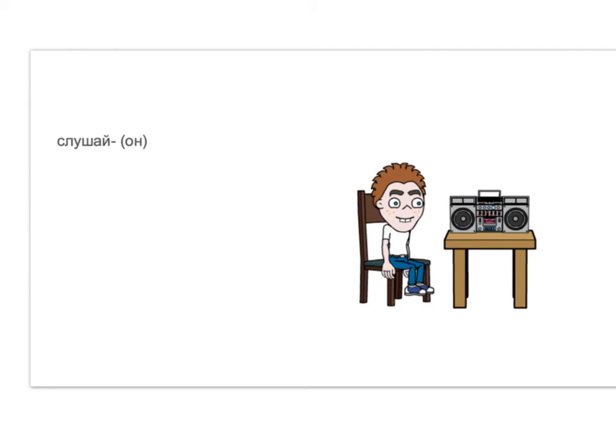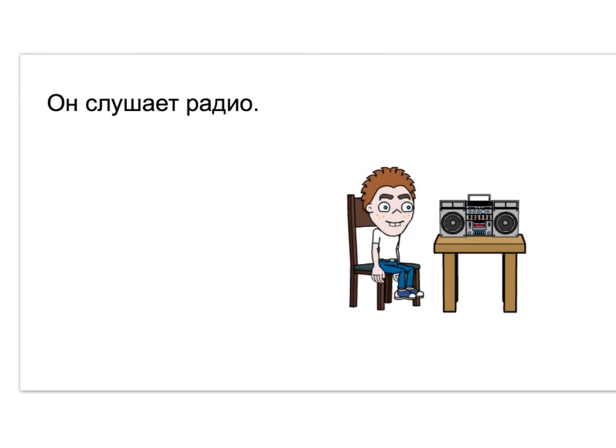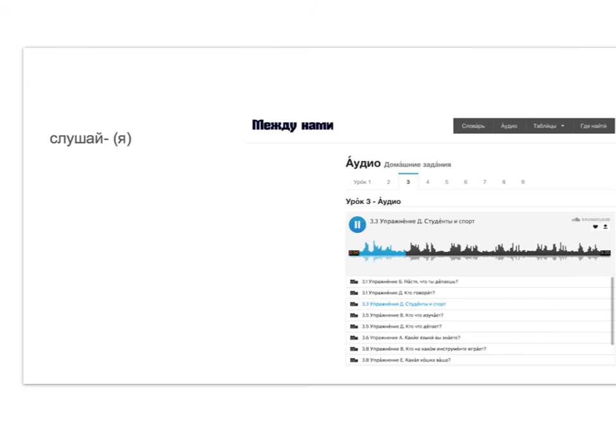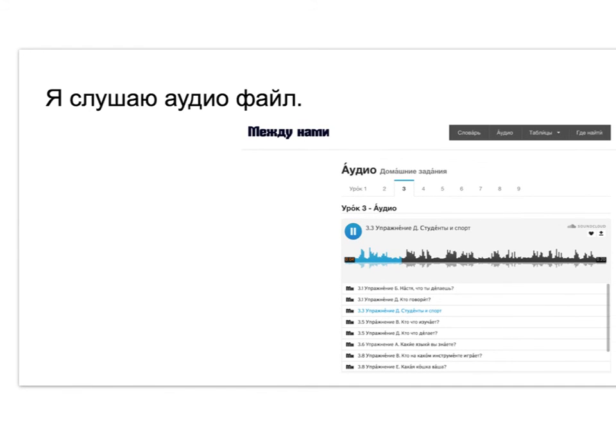Now let's try some. If we have the verb слушать with verb stem слушай, this verb will be very similar to the verb читать, which has verb stem читай. If we want to say he is listening to the radio, how will we do it with verb stem слушай? Он слушает радио. Попробуйте. Слушай, я. Я слушаю аудиофайл.